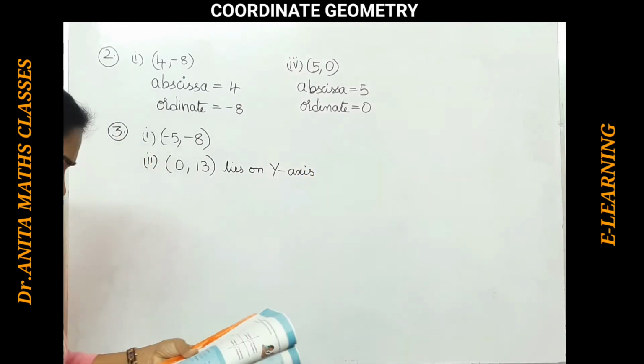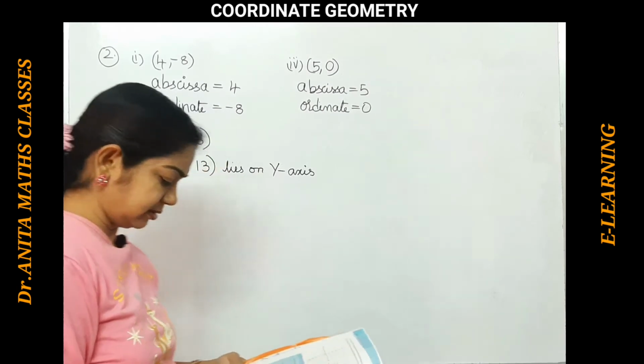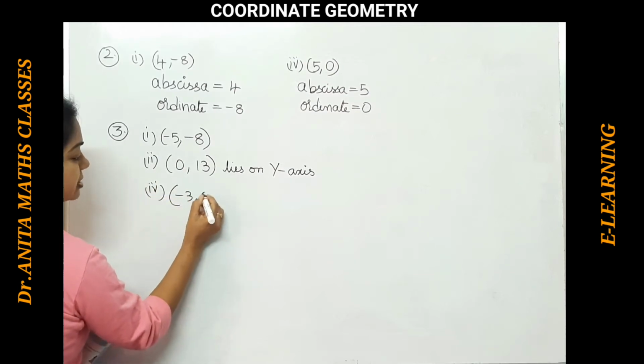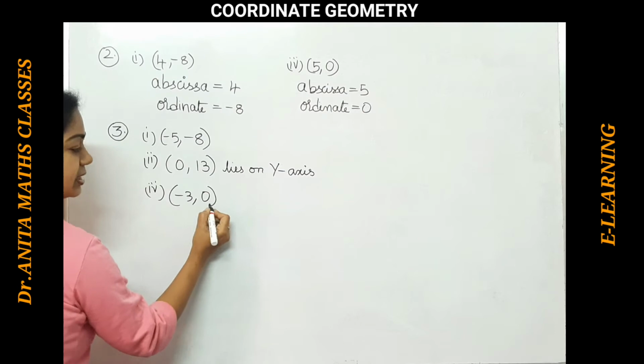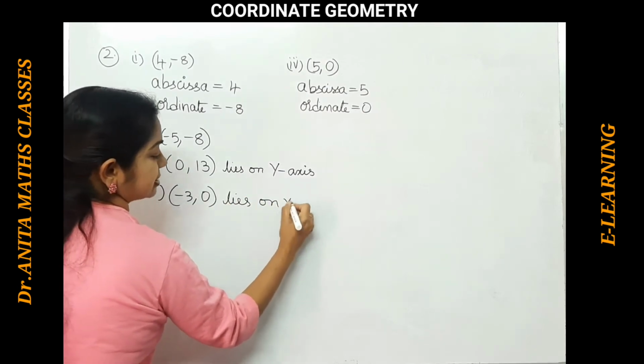So likewise you can do all the sums. Now here I'll tell you one more sum. In the third one, the fourth bit I'll tell you. Here given minus 3, 0. Here the ordinate is 0. That means it lies on x-axis.